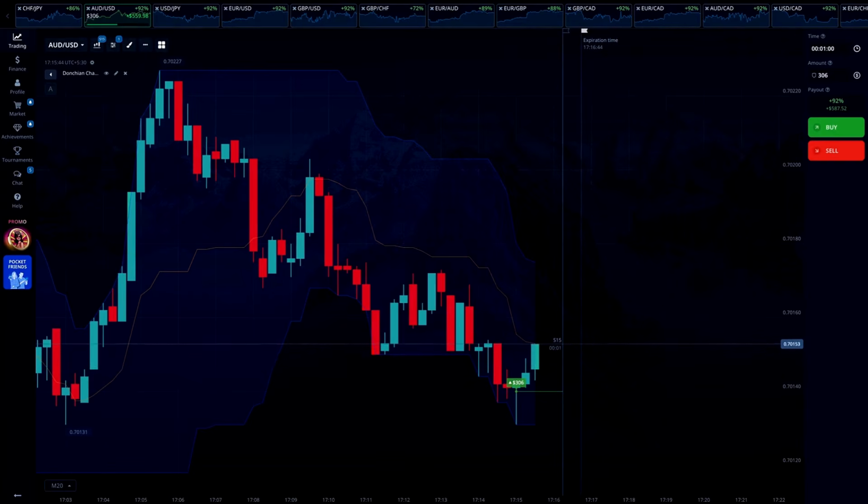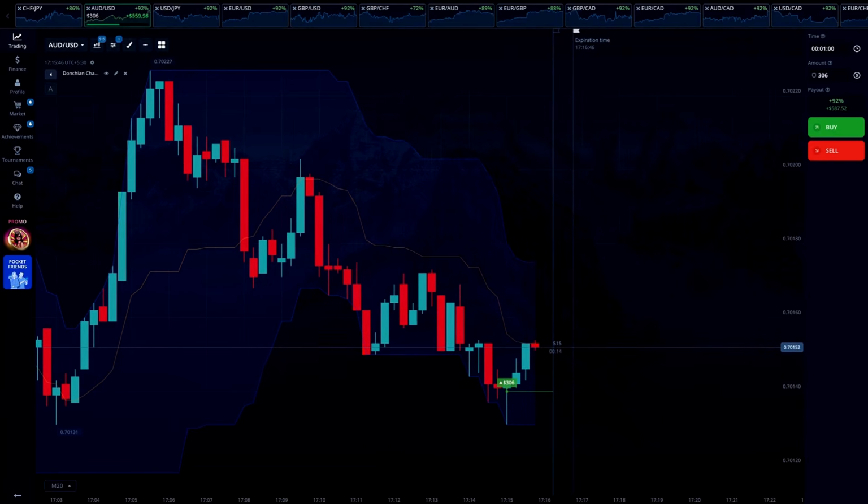The advantage of Donchian channels is that they automatically update support and resistance zones based on recent price movement, helping remove emotional decision-making from the chart.